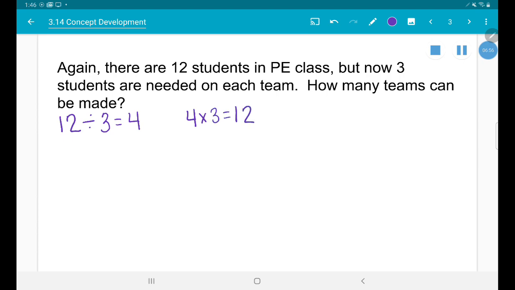Yeah, because we just did that one. You're exactly right. So 12 still is going to equal our total. That's the number of students we have. But what does the 3 represent now? How many students are in a team? Yeah, that's how many are in each group. That's the size of our group.